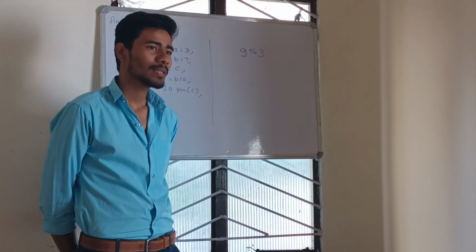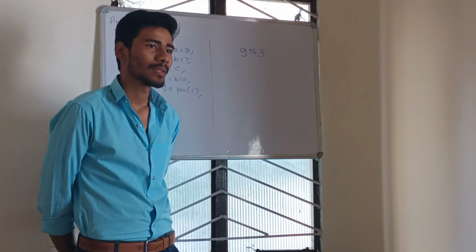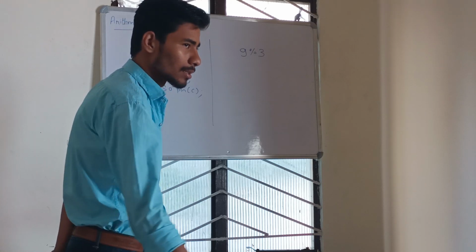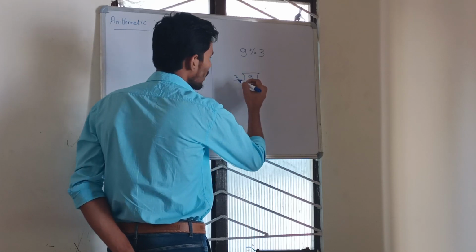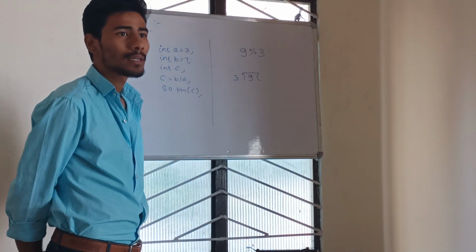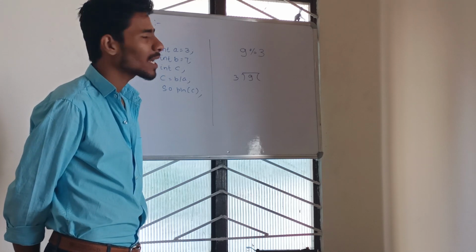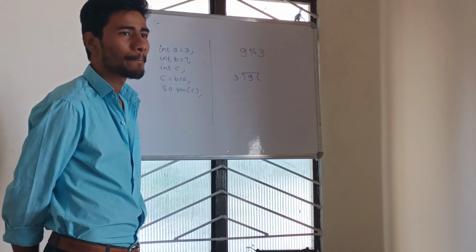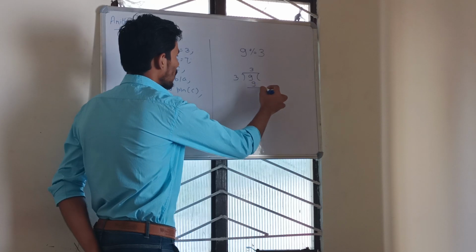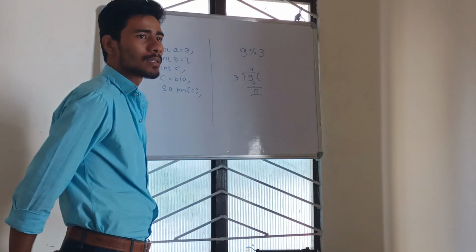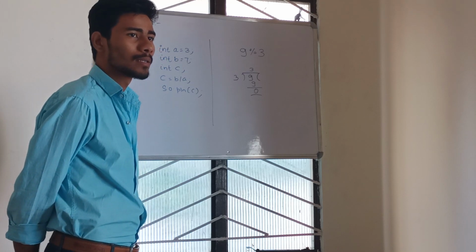So now what I was doing, see carefully. 9 divided by 3. I am dividing. What is the remainder? So what output shall I get here? 0.